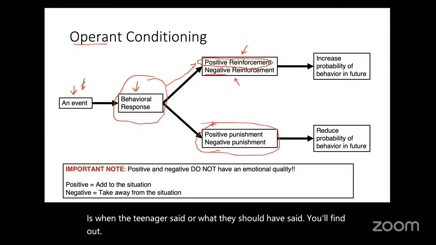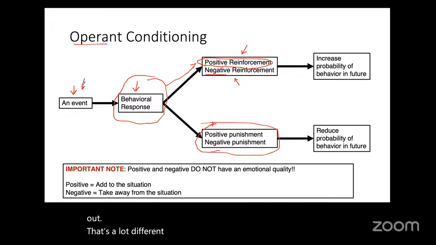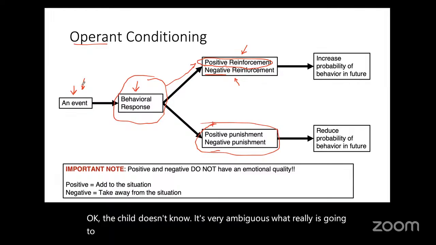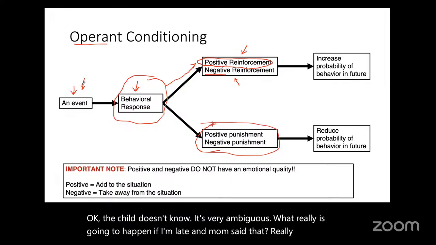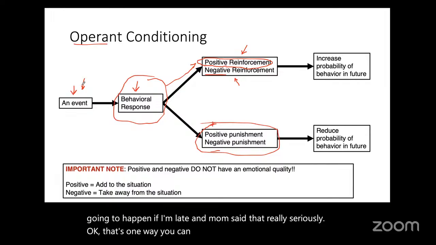That's a lot different than, we're going to take away your Xbox. The child doesn't know. It's very ambiguous what really is going to happen if I'm late. And mom said that really seriously. Okay. That's one way you can make operant conditioning work, is not do the element of choice.